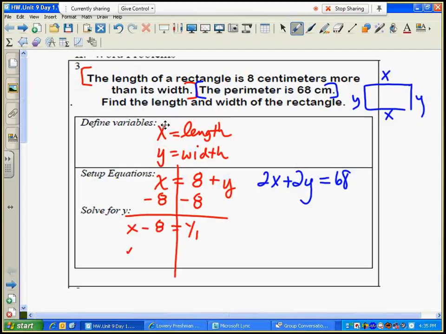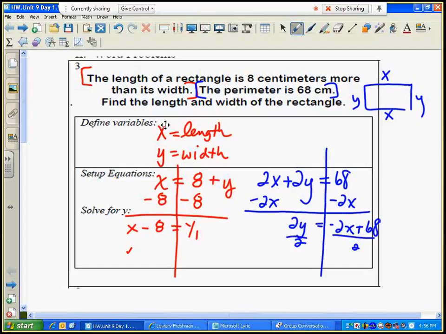Okay, my y2, or my blue equation, I'm going to get that y by itself. I'm going to solve for y. No sweat. Subtract that 2x to the other side. Divide away my 2. And y equals, let's see, that's going to be negative 1x plus 34. All right, I'm going to call that my y2. And that guy's also ready to be graphed.